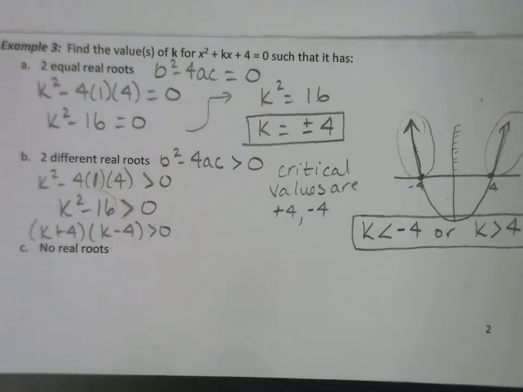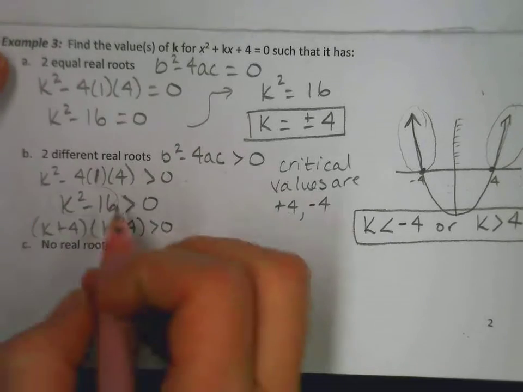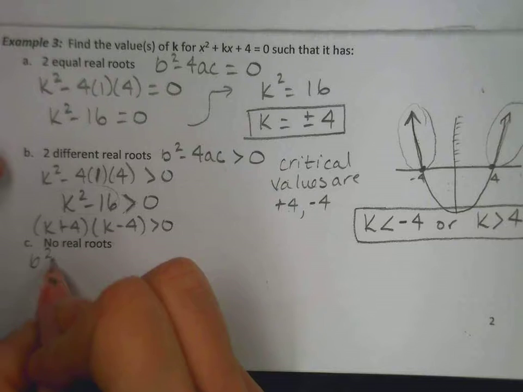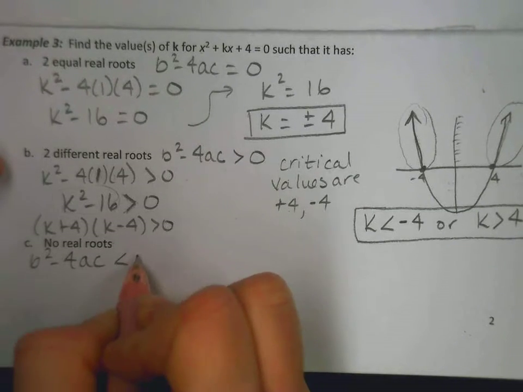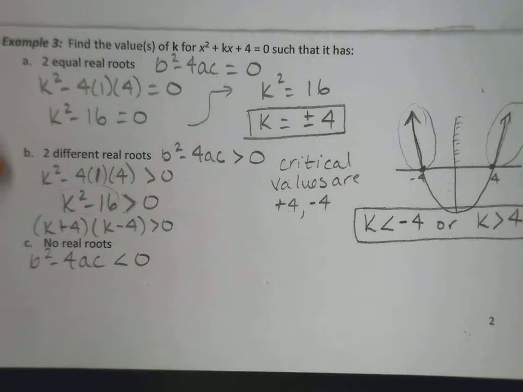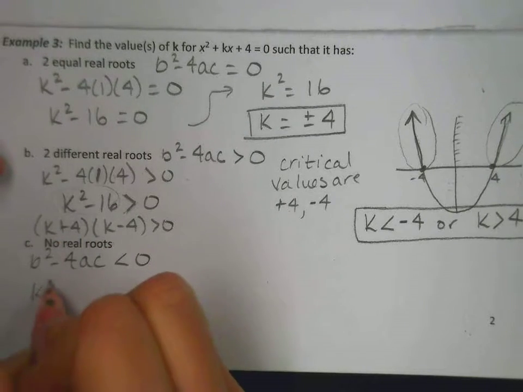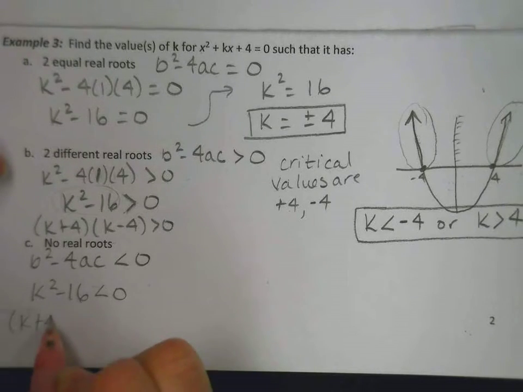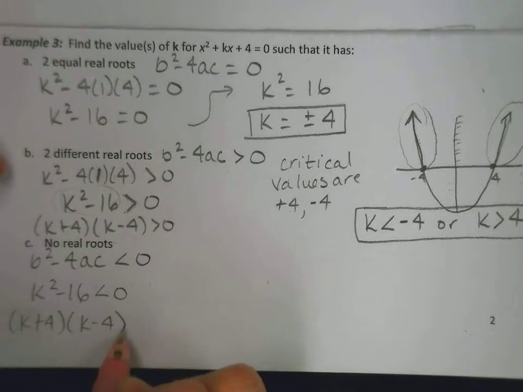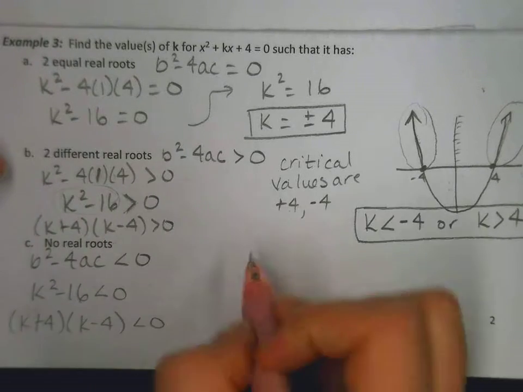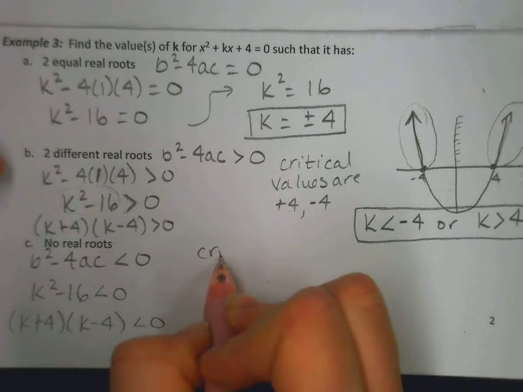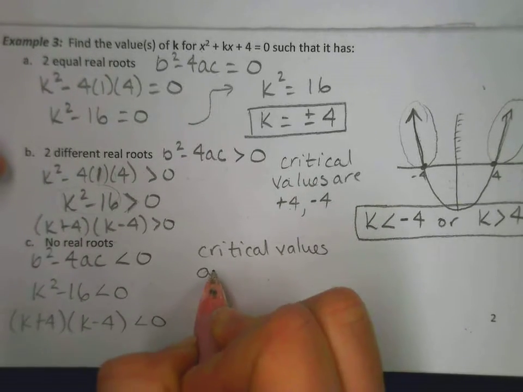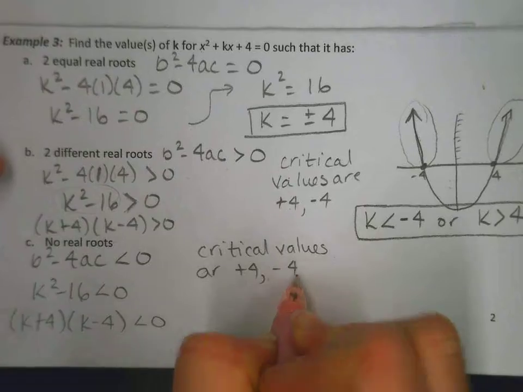All right, so then lastly, let's talk about no real roots. Well, no real roots is similar to the last question. The only difference is that my discriminant now needs to be negative. It's going to be smaller than 0. So I'm going to get the same expression, which is k squared minus 16 is less than 0. I'm going to get the same critical values, which are the x-intercepts, a positive 4 and a negative 4.